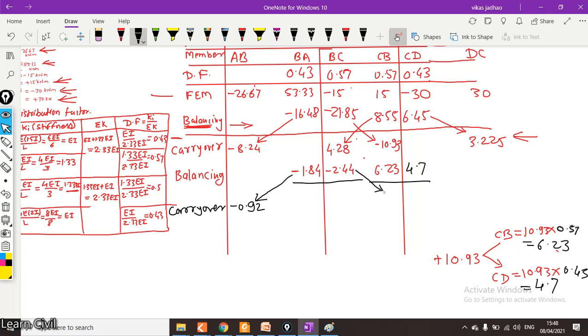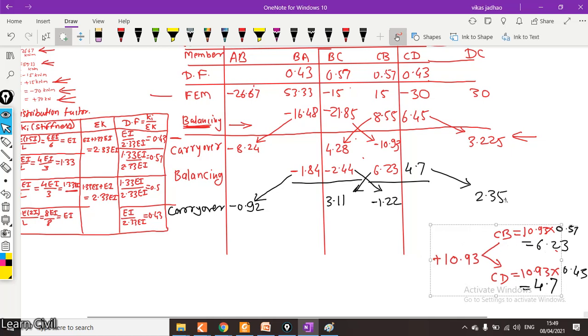Half of this moment 2.44 will be transferred here. So this will be minus 1.22. Half of this 6.23 will be transferred here. So this will be 3.11, and half of this 4.7 will be transferred to DC. So this will be 2.35. So this particular step is considered as carry over.